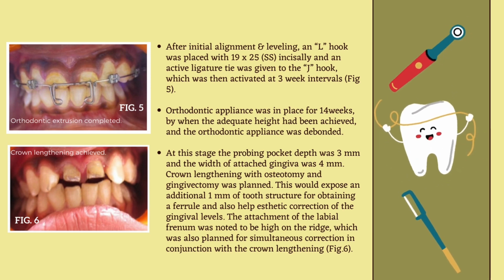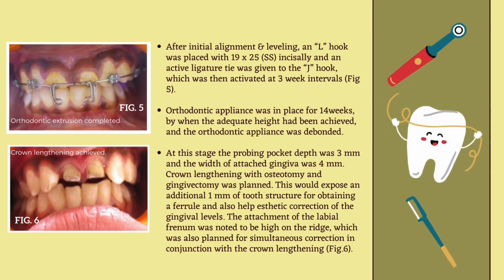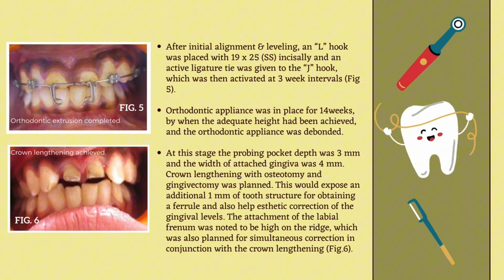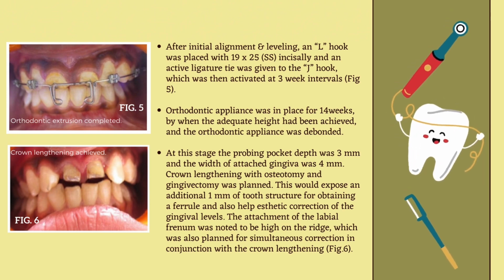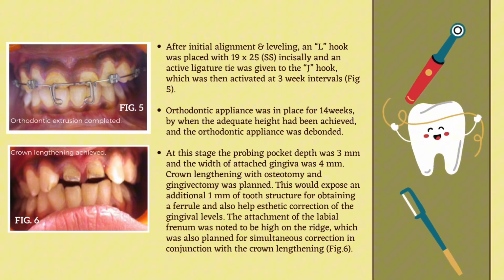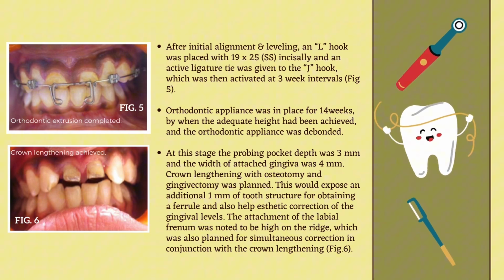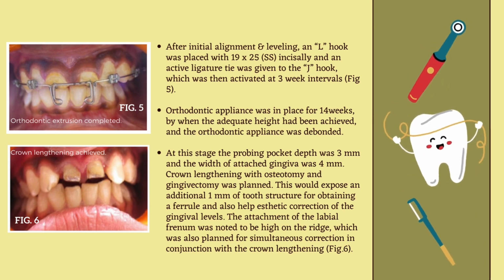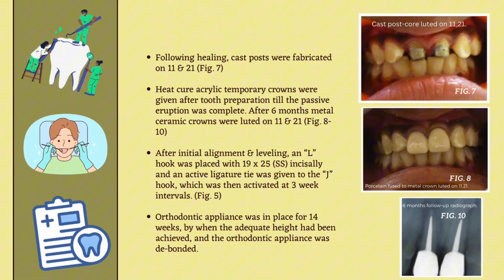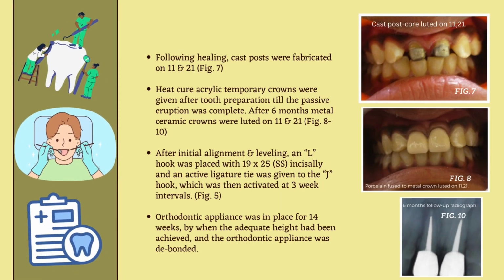This would expose an additional 1 mm of tooth structure for obtaining a ferrule and also help aesthetic correction of the gingival levels. The attachment of the labial frenum was noted to be high on the ridge, which was also planned for simultaneous correction in conjunction with the crown lengthening. Fig. 6. Following healing, cast posts were fabricated on 11 and 21.